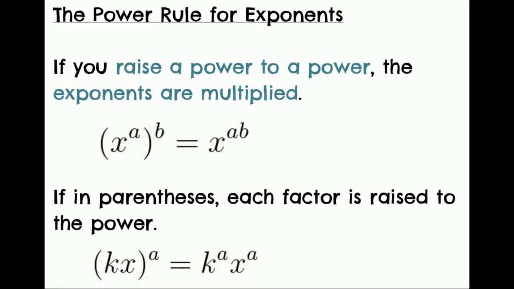The power rule says that if you raise a power to a power, then the exponents are multiplied. So x to the a being raised to the b is just x to the a times b.